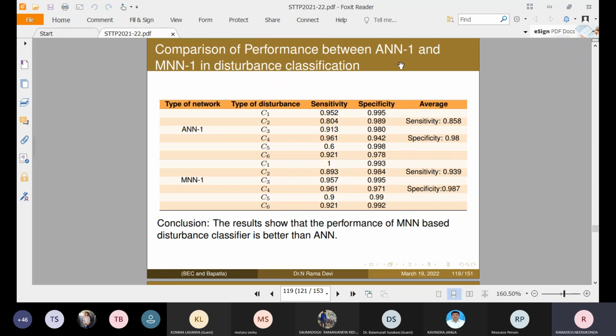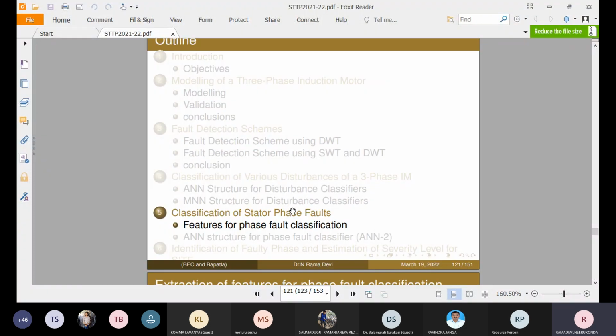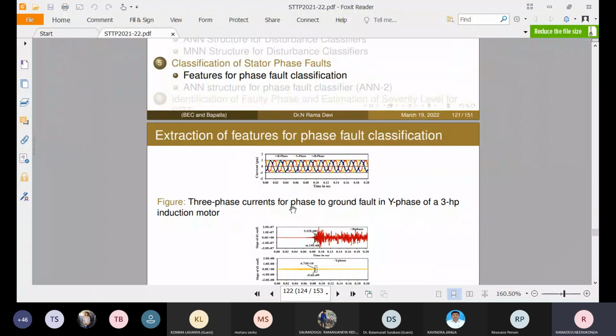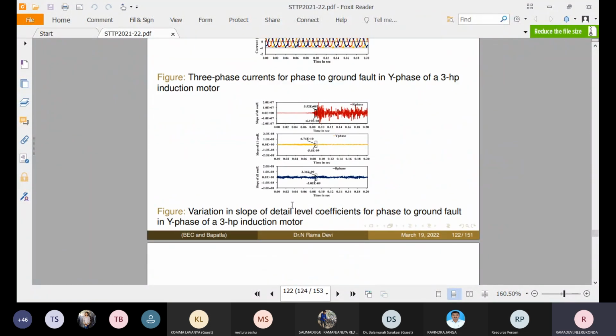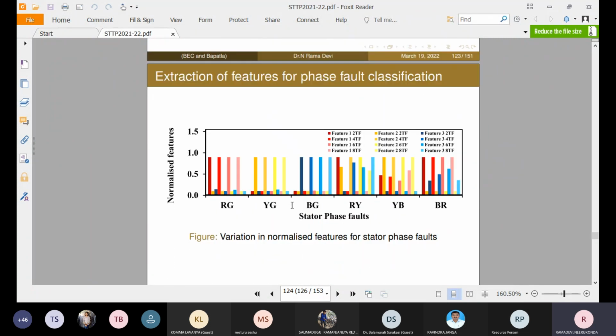Compared with the ANN, the sensitivity value given by the ANN is 0.85, but the MNN gives a better sensitivity. Because it is modular, the complexity of training the algorithm is less for the modular neural network. Similarly, we go on to the identification of phase faults and the identification of stator interturn faults. But the features we give to the ANN are different.